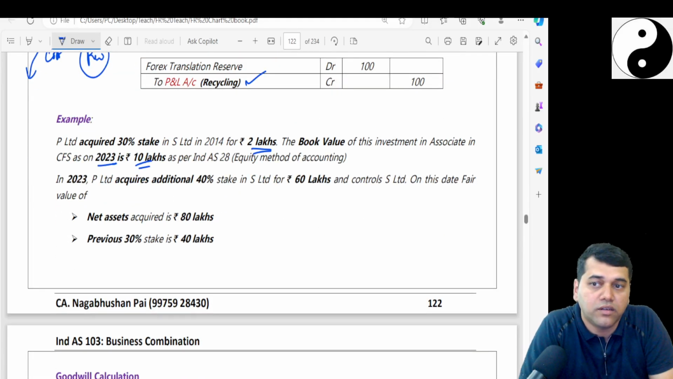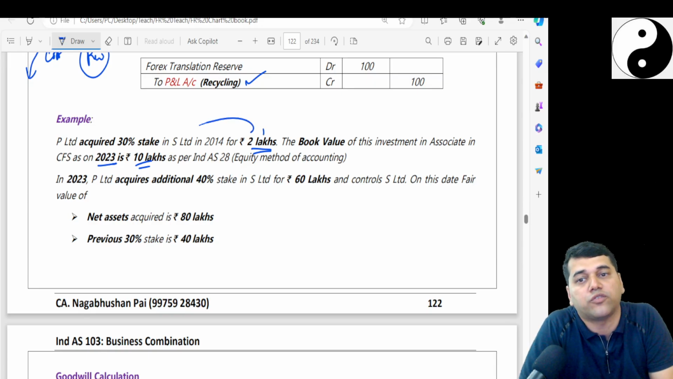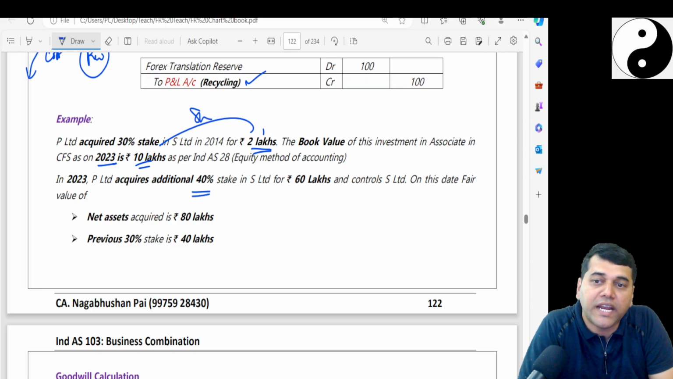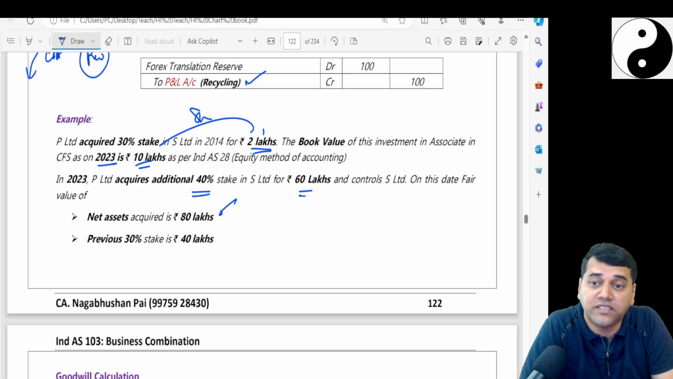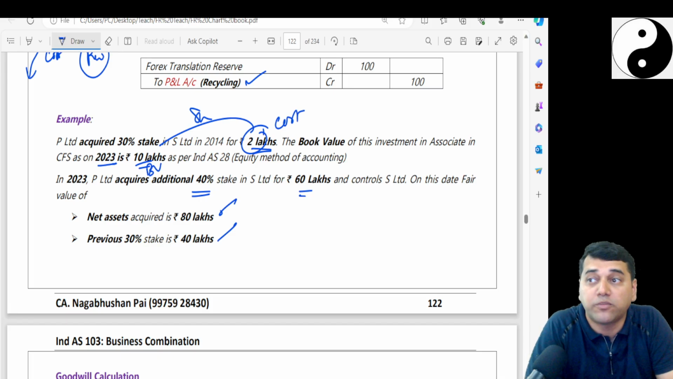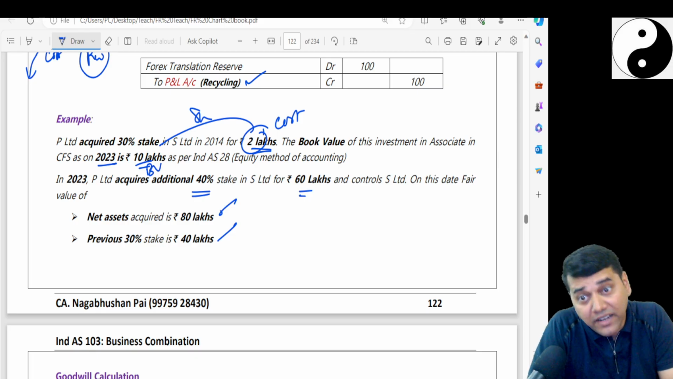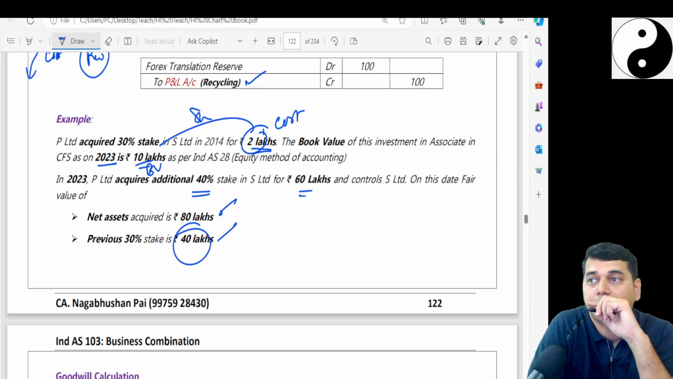Now, you see here, P Limited acquired a 30% stake for 2 lakh. The book value of the investment is 10 lakhs. How did it increase? Because of the share of profit. In 2023, P acquired an additional 40% stake for 60 lakhs. On this date, the net assets are 80, previous stake is 40. That means 2 is your cost, 10 is book value as per the equity method, and its market value is 40 lakhs. Understood?